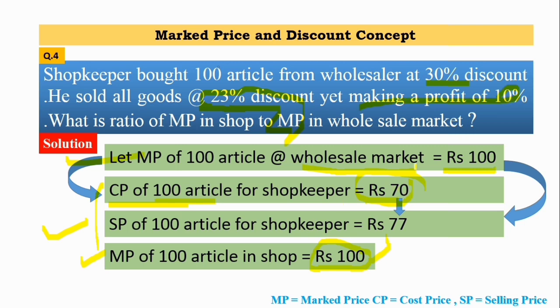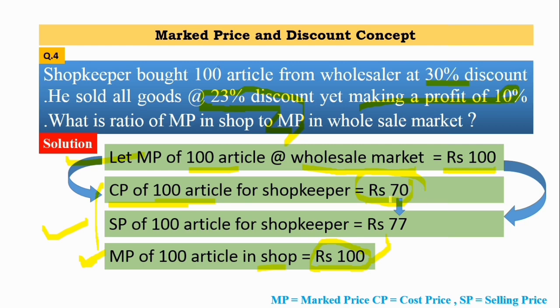So now we will match this. As we have assumed the MP of 100 articles in the shop as 100, and the MP of 100 articles at the wholesale market, do they match or not? Only then can we find the answer. From this MP we have calculated the value of CP, and from this MP we have calculated the value of SP. In the question it is given that after this transaction there is a profit of 10% to the shopkeeper. So whether there is a profit of 10% or not.